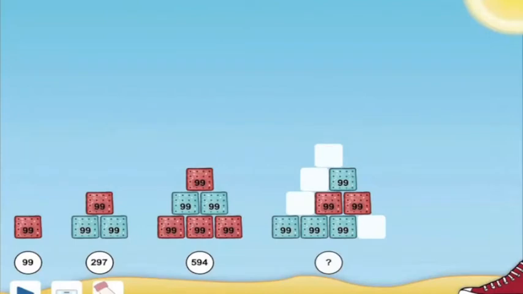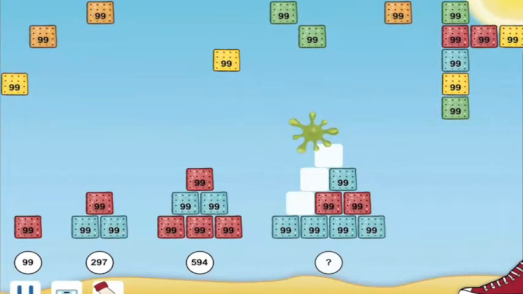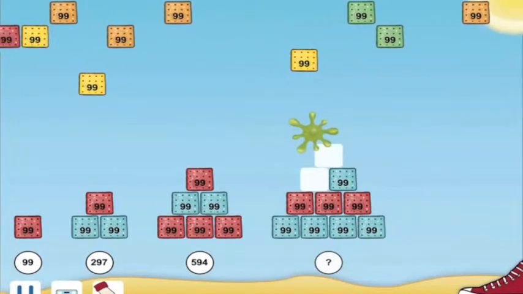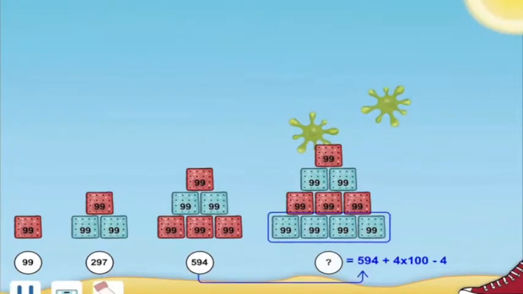The first example shows a pattern where each cracker contains the number 99. Let's go ahead and finish the pattern. I'll hit the play button on the lower left. Light blue, followed by red, followed by light blue, followed by red.